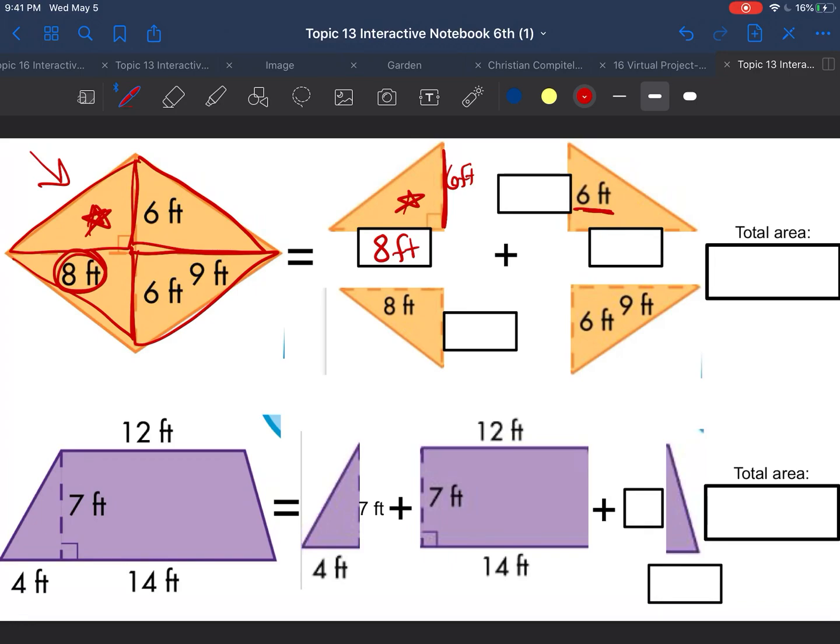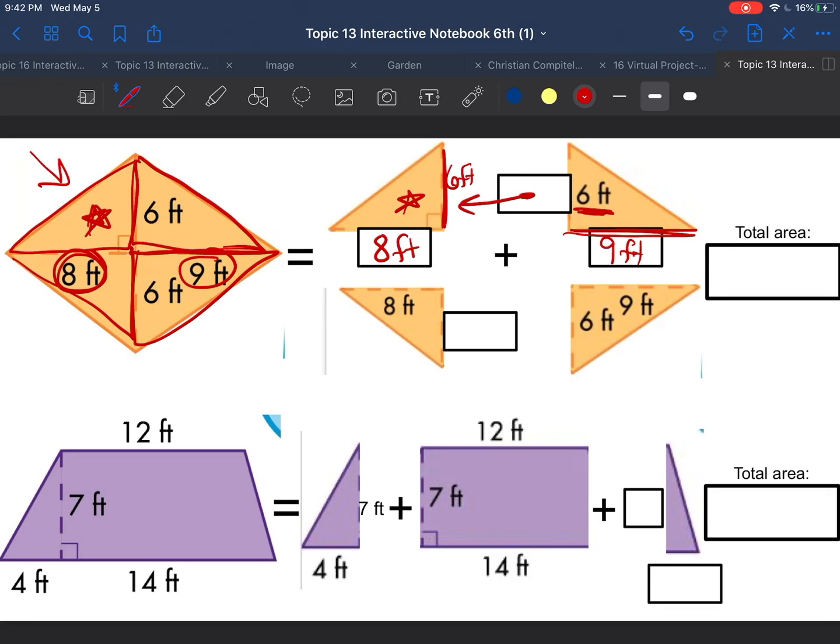All right? Now, this text box is supposed to be over there, so you can move that over there so it's there. Because we know this is 6, and then the base of this triangle is 9.